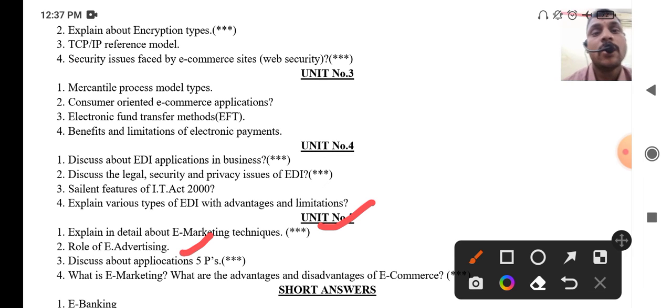So next one is the role of e-advertisement. Nowadays, if any company wants to promote themselves, they are using different types of advertisement, for example YouTube advertisements or banners.